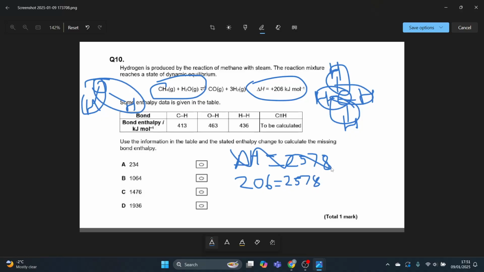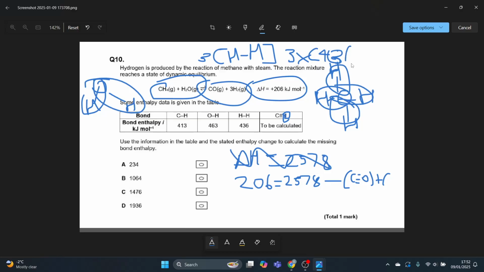Energy required to break bonds minus energy released when new bonds are formed. CO. I think that should be an O here. I don't think that should be an H, because where would the C triple bond H come from? You can't have that. It should be a C triple bond O, I'm pretty sure. And minus a C triple bond O, which you don't know, plus H2, H-H. But we've got a 3 on the outside, so all we're going to do is 3 times by 436. 1308.